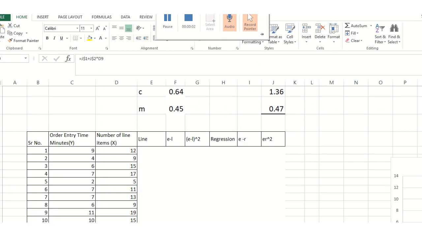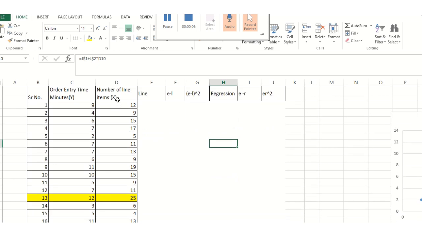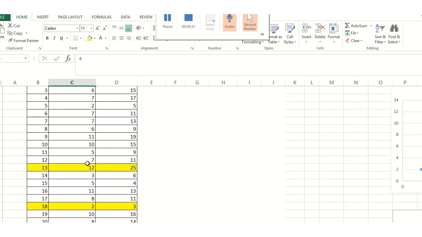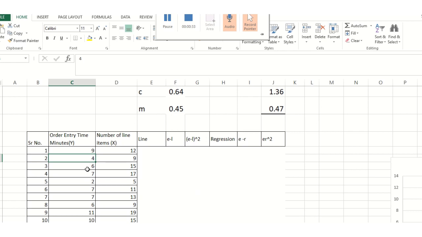So we will go for an example here. These are the number of line items and this is the order entry time in minutes. So for 12 line items it takes 9 minutes. Similar to that, 9 line items take 4 minutes. Like that there are 20 line items, and against that the time required to enter the order is given here.